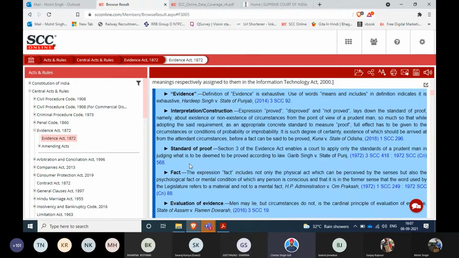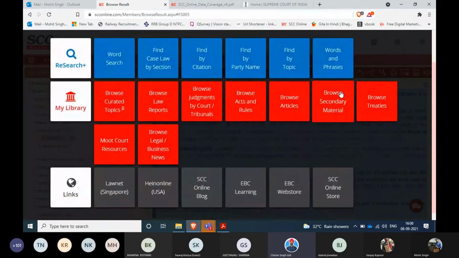Let's go back. Let's get the dashboard again. And I'll do that by clicking on these 9 dots on the top. We're back over here. What else can we do? Similarly, there are browse articles, judgments. Let's do this, browse judgment by court.